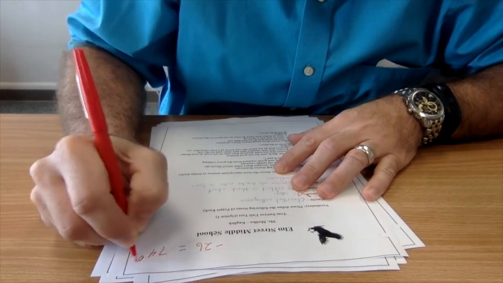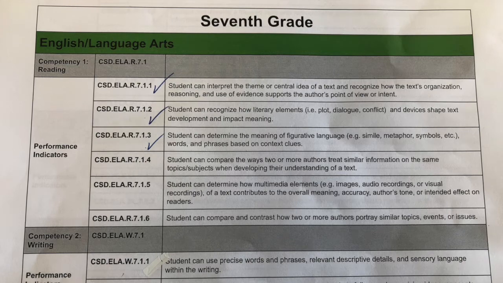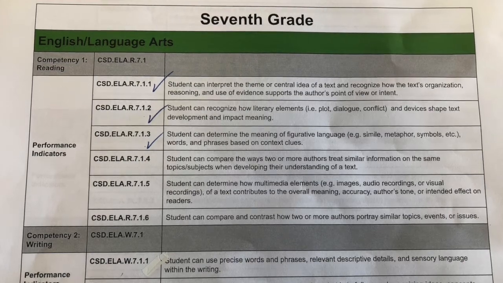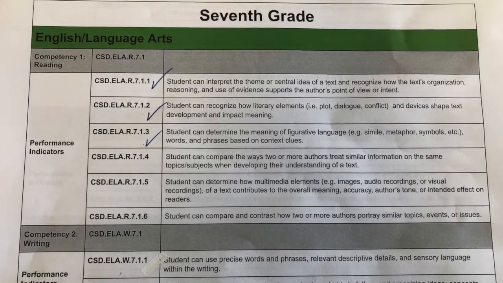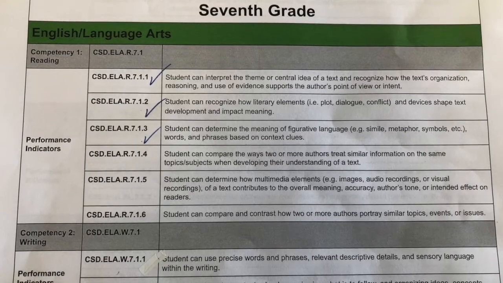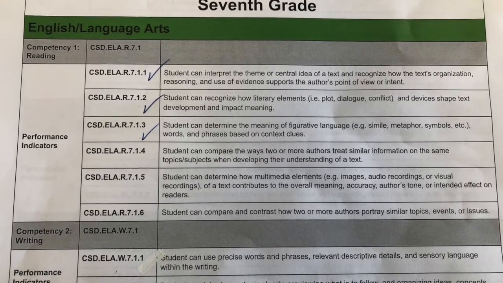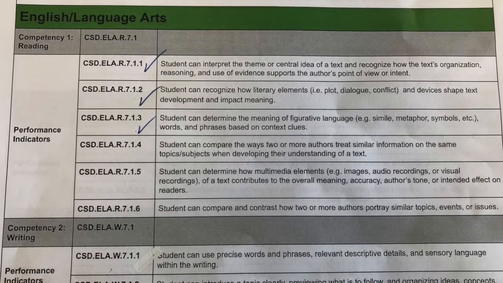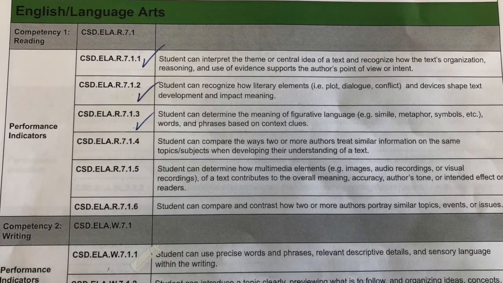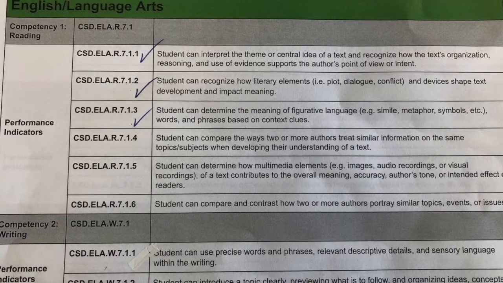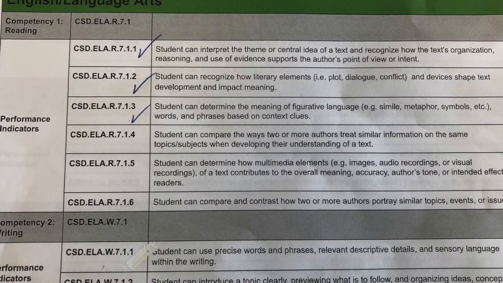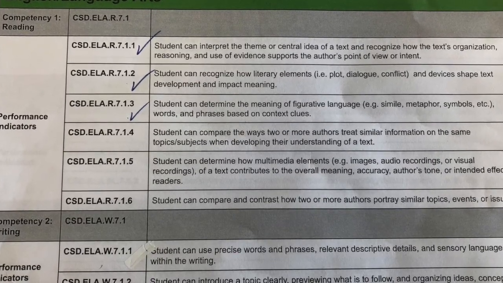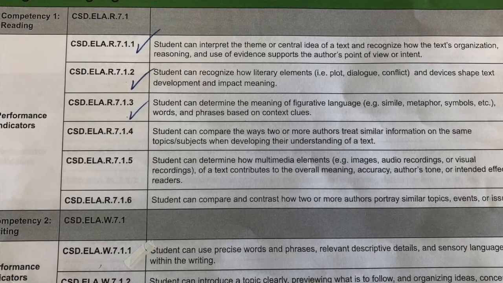In a competency-based system, rather than having the teacher grade an assessment holistically, they need to look at their specific competencies and performance indicators. In this case, the teacher is looking at 3 different performance indicators under reading. They have to do with interpreting theme or central idea, recognizing literary elements and how they shape text, and how a student determines meaning of words.